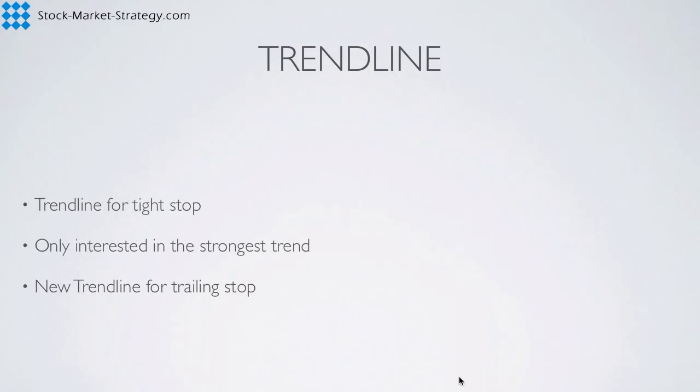Another way you can use stops is a trend line. The trend line is a bit more tight, more aggressive than, for example, a moving average, because you can choose how to draw your trend line more aggressively. You can also redraw your trend line for an even more aggressive trailing stop than your initial stop. Let me show you how this works.